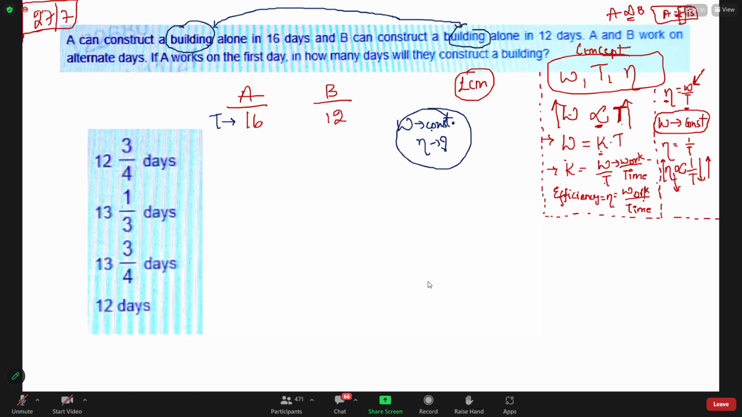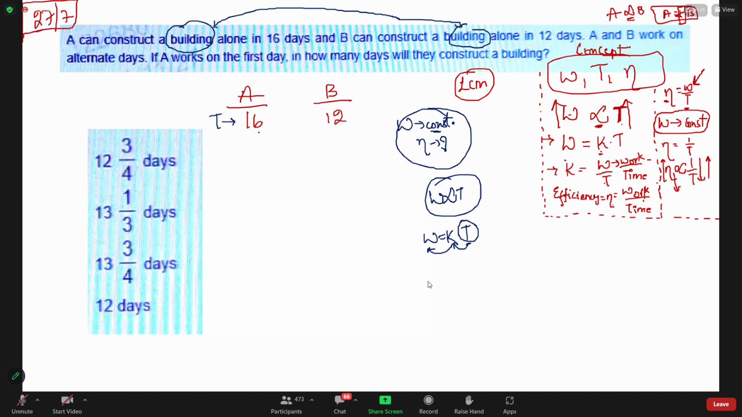Now, if this work has to be constant, we know that work is proportional to the time taken, and we said that work is K into T. So every scenario where you see a multiple of time, it can be work. The multiple of time can be a work.